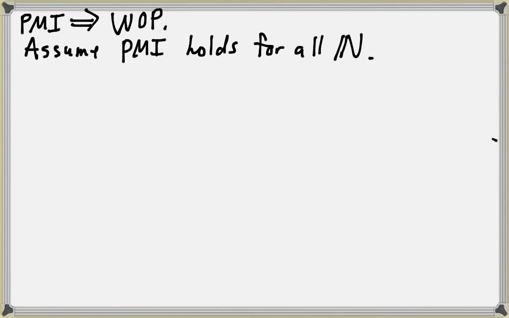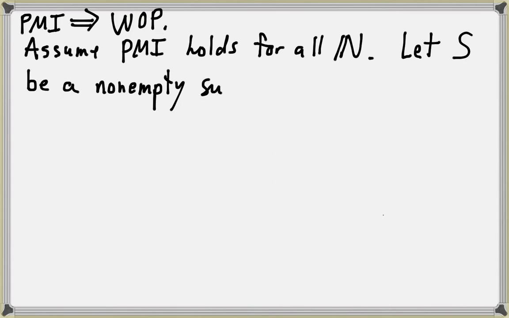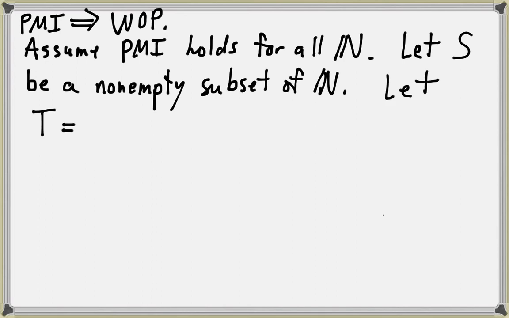Let's take any non-empty subset of the natural numbers. Let's call it S. Let S be a non-empty subset of the natural numbers. And let's consider all the natural numbers that are not in S. So let's call that set T. So let T be the difference of the natural numbers and the set S. So by definition, this is the set of all natural numbers that are not in S.